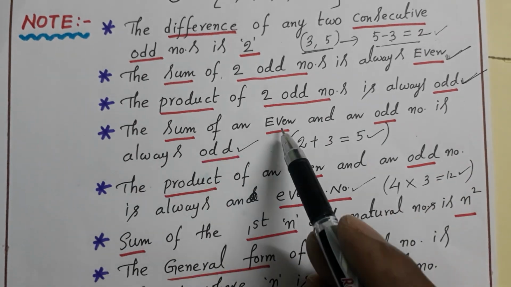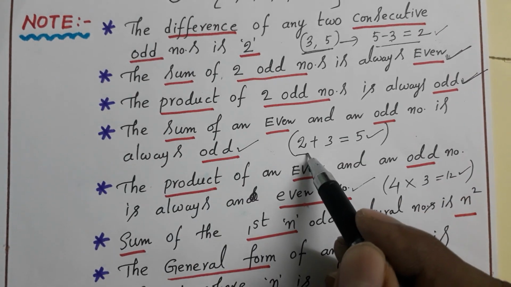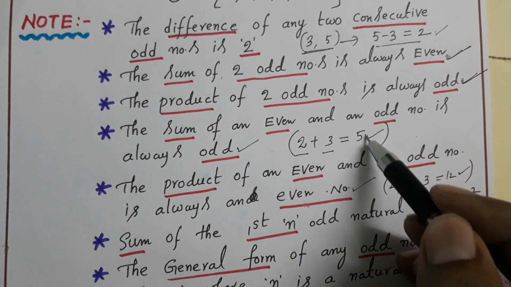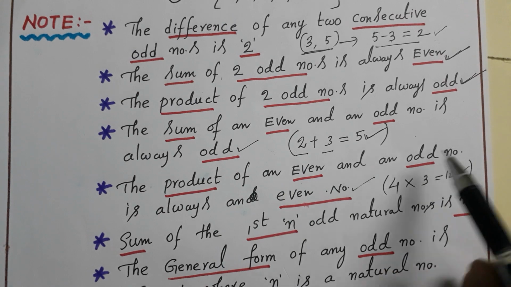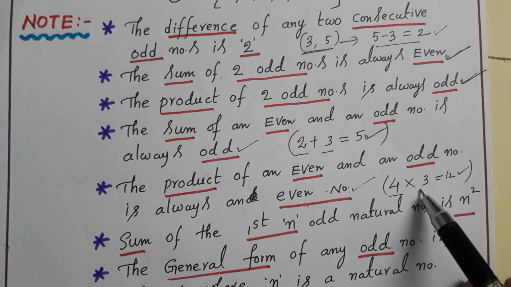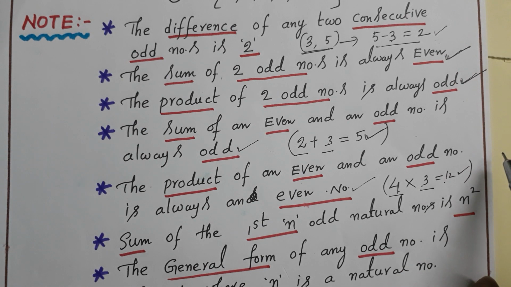The sum of an even and an odd number is always odd. For example, you take an even number 2 and an odd number 3. Their sum 2 plus 3 is equal to 5, which is an odd number. The product of an even and an odd number is always an even number. For example, 4 is an even number, 3 is an odd number. 4 into 3 is equal to 12, which is an even number.